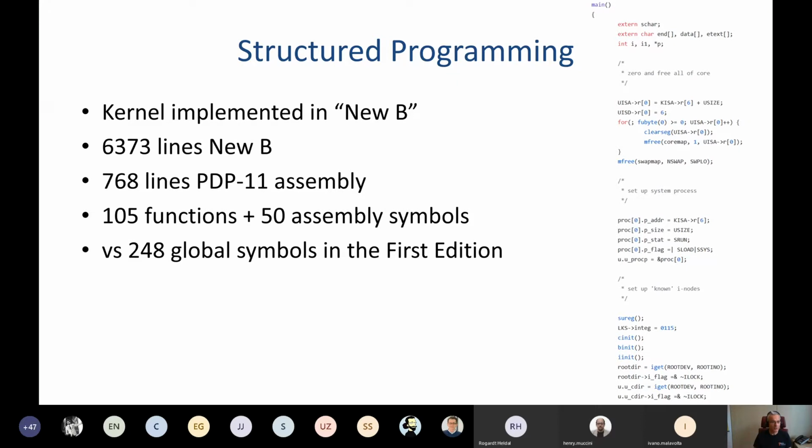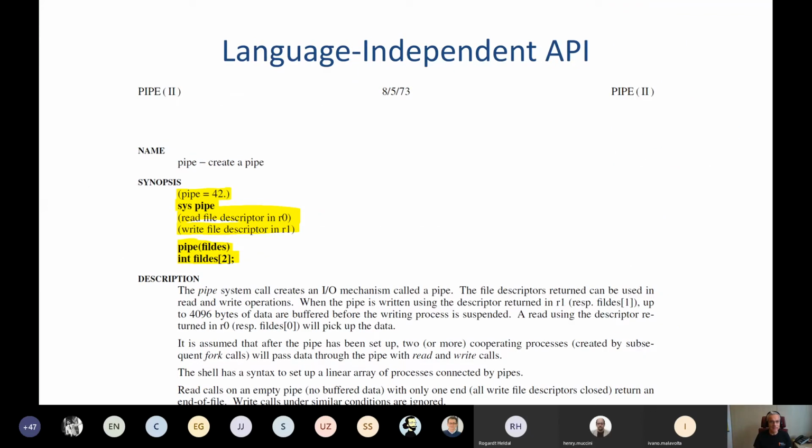in the first edition. So although the system was a lot more functional, offered more functionality, it was more structured than its predecessor thanks to this New B programming language, which you see on the right, looks remarkably like C. With it came a language-independent API. You see here the same system call documented both for assembly language on the top and as a system call for C on the bottom.